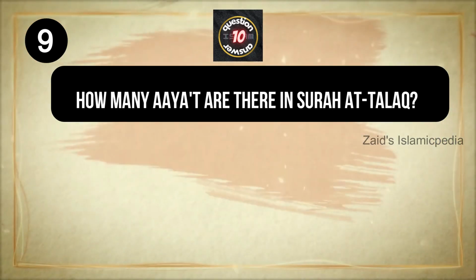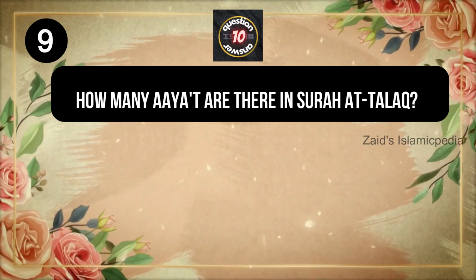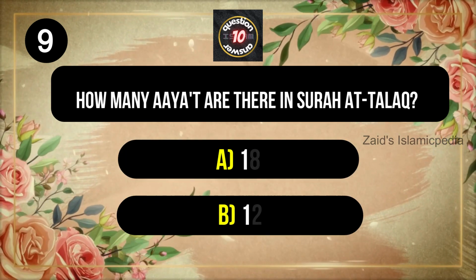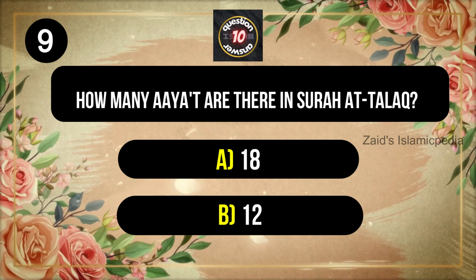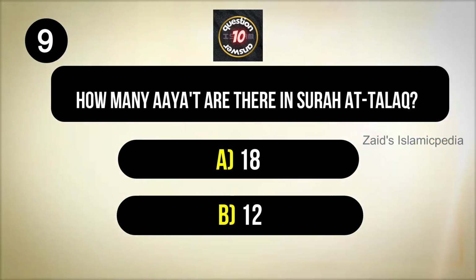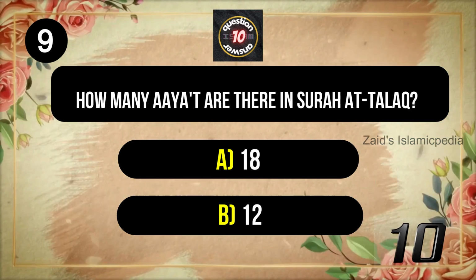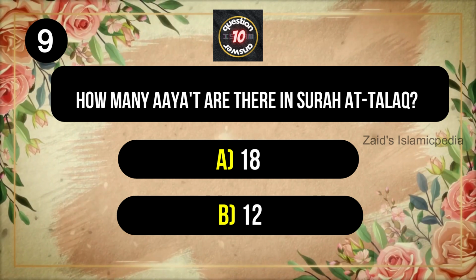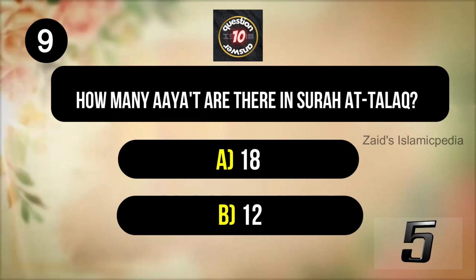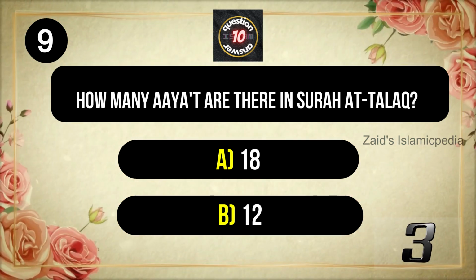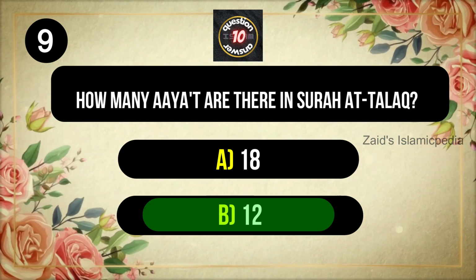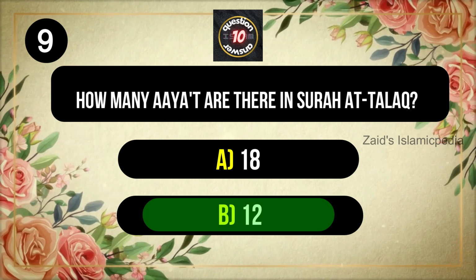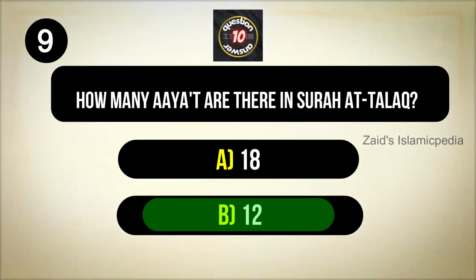How many ayats are there in Surah At-Talaq? Your options are option A, 18, or option B, 12. The right answer is option B, 12.